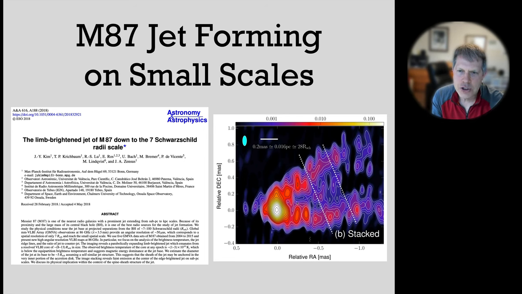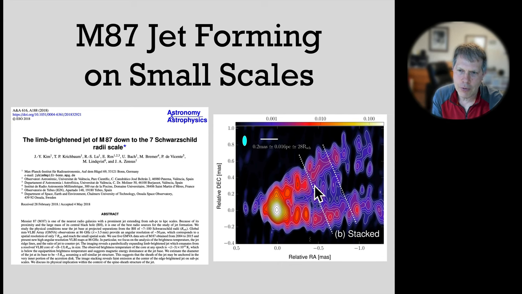And you can see the jet is present down to these very small scales. They detect a jet being present all the way down to 7 Schwarzschild radii. So it's unquestionable that these jets form in the immediate vicinity of the black hole, or at least some of them do, because we see it directly in imaging now, which is a remarkable technological achievement. But it unquestionably is true.